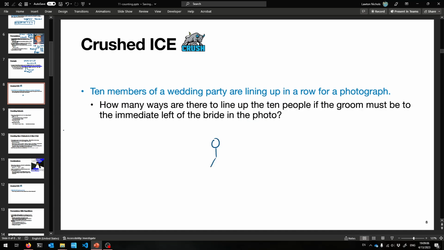So here is the groom, here is the bride. We want them to be in this order, but then we want to put the rest of the 8 people around somewhere, like some people over here, some people over here. How many ways are there to line up these 10 people, or how many orderings are there, if the groom must be to the immediate left of the bride in the photo? All right, so think about that. See if you can come up with a number.